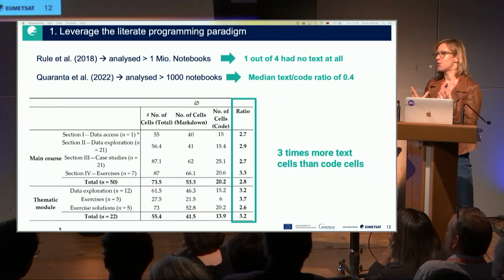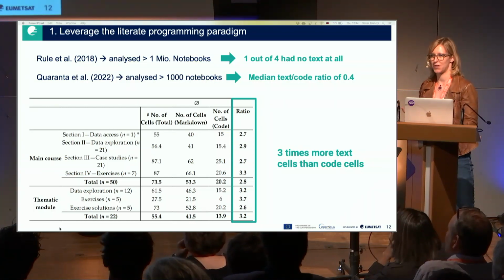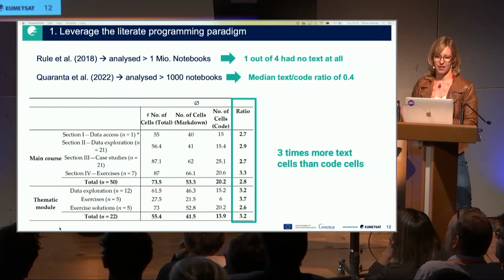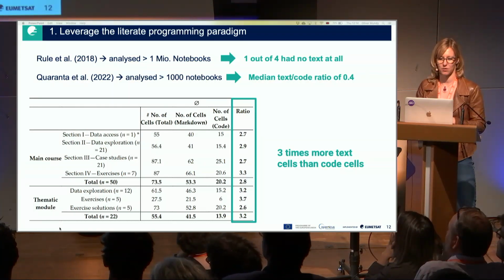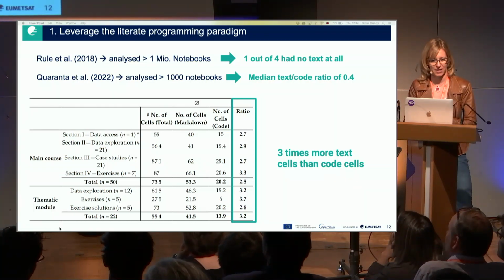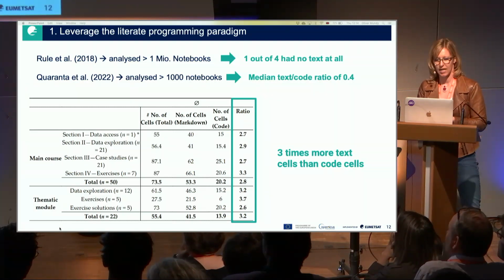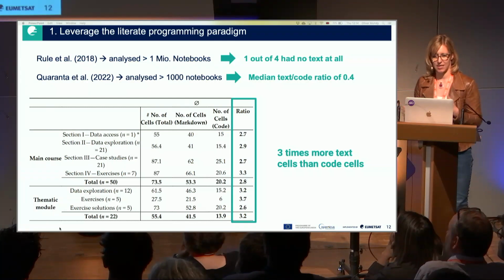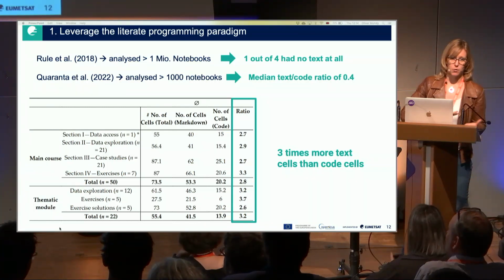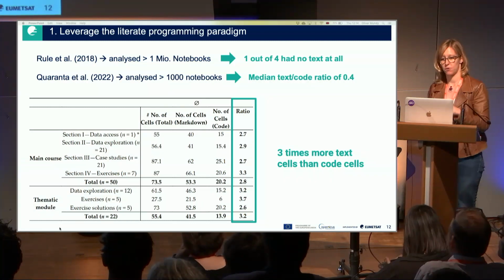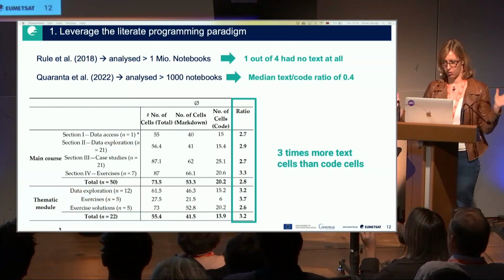But do our users of Jupyter Notebooks really leverage this possibility? There are 2 other studies here which I would like to highlight. One analyzed over 1 million notebooks on GitHub, and the other analyzed more than 1,000 notebooks. The first study found out that out of 1 million notebooks, only 1 out of 4, like 25%, had no text at all.